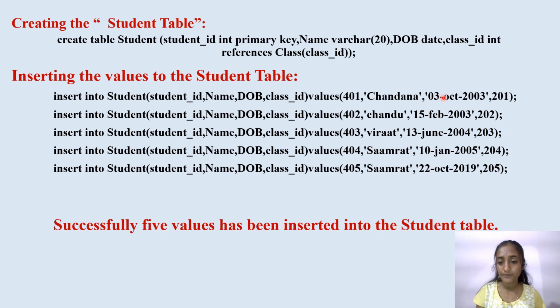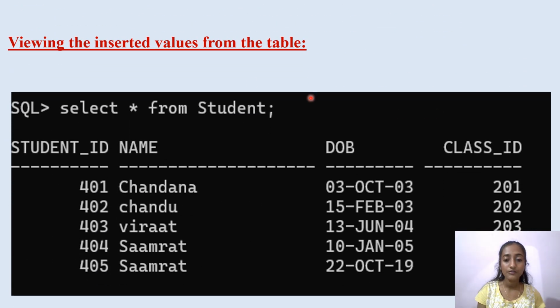The date format should be the same as this: date hyphen month hyphen year. And to view the table, I have used select star from student, where it displays all the records. Here you can see two values are repeated, because we can repeat values in the name column, but we cannot repeat two values in the student ID because I defined it as a primary key.